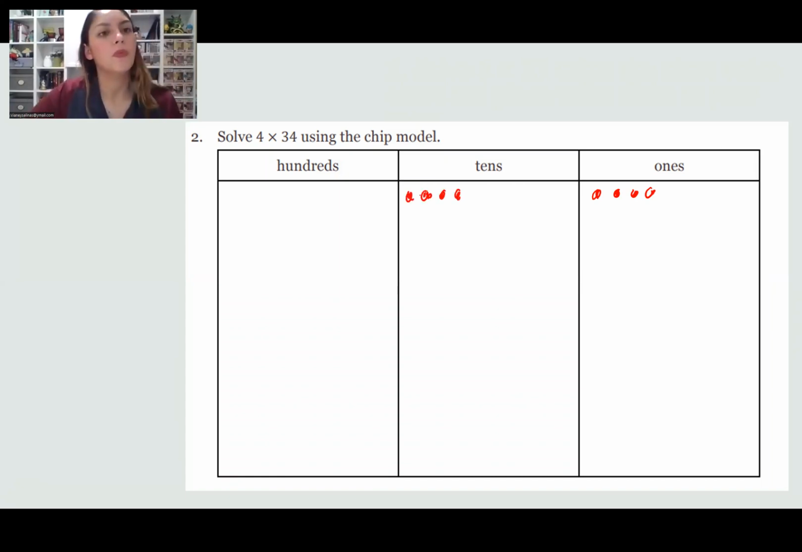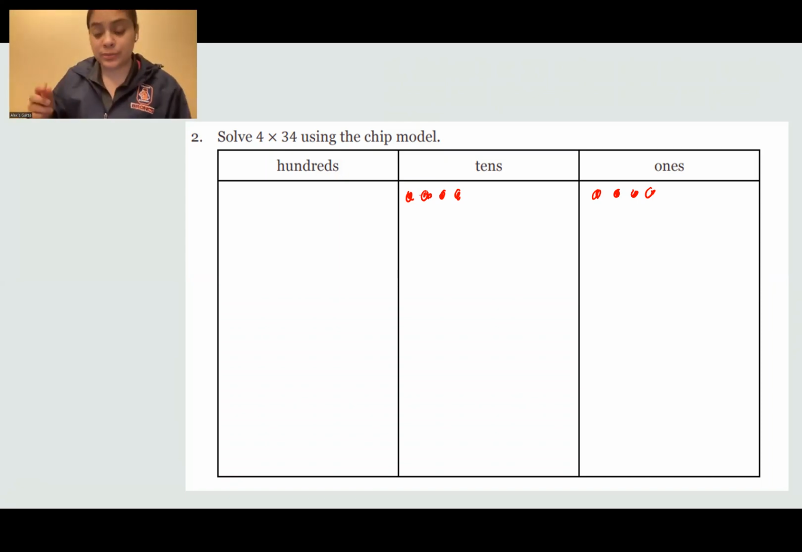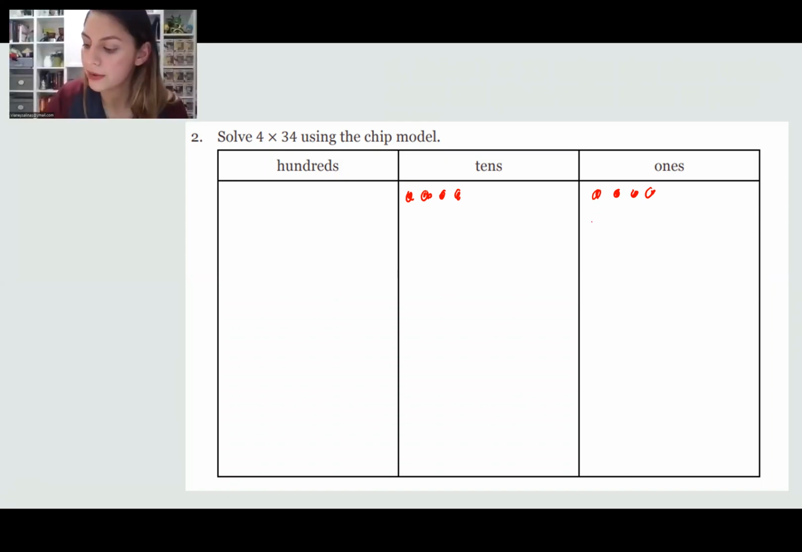And we're multiplying 4 groups of 34. How many more groups do we need? We're missing 3 groups. Great. So let's go ahead and put those groups in our place value chart. That's 2 groups, 3 groups, and 4 groups. And the same thing for our tens. Great job.